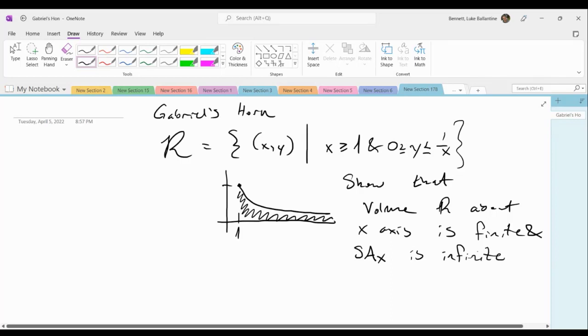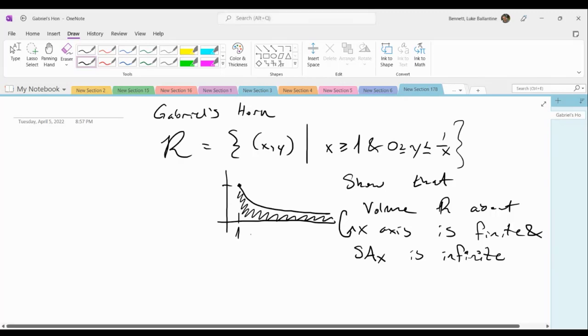So this surface of revolution, after we revolve around the x-axis, turns out to have finite volume but infinite surface area. If it was like a container for popcorn, you could fit a finite amount in, but if you were to try to paint it, you could never fully paint it.